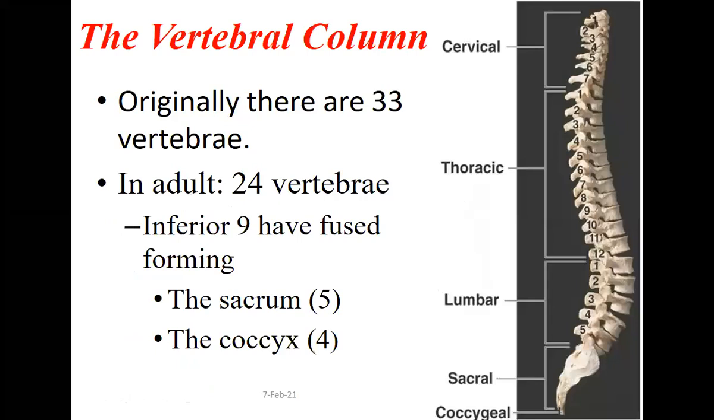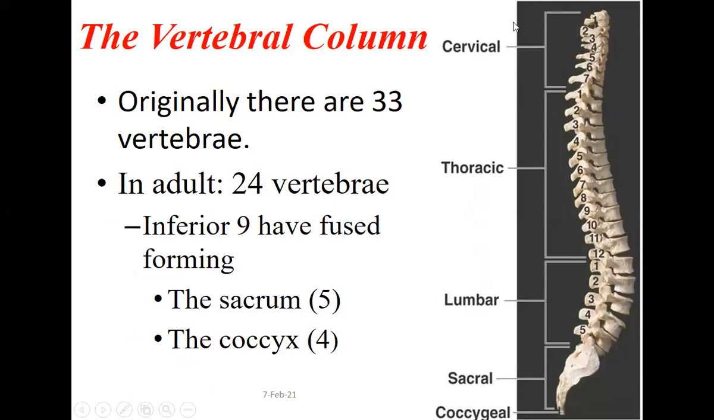Now coming to the backbone. The backbone is also called the vertebral column. So this is the vertebral column. All the bones of the back are called the vertebrae. Originally, there are 33 vertebrae from above downwards.